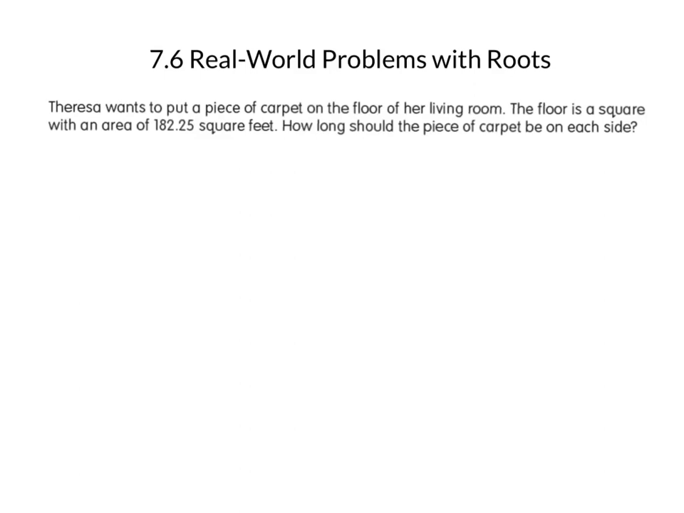This first problem says, Teresa wants to put a piece of carpet on the floor of her living room. The floor is a square with an area of 182.25 square feet. How long should the piece of carpet be on each side? If I were writing down a few keywords in my notes, I would say square, area, 182.25 square feet, and then how long should the piece of carpet be on each side?